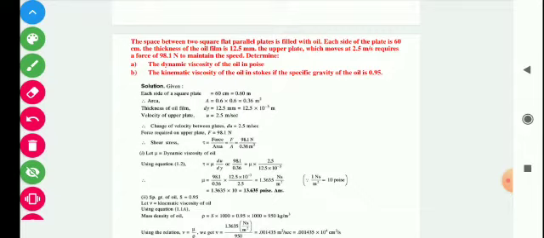0.95. To calculate the kinematic viscosity, we have to divide by its density. In this numerical, each side of the plate is 60 centimeter, so the dimension of the plate is given. The thickness of oil is given, so dy is given. It is moving at a speed of this, so velocity is given, and force is given.